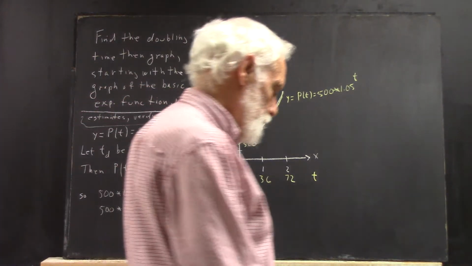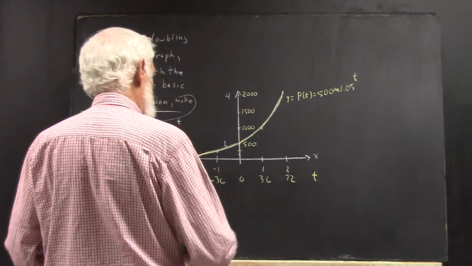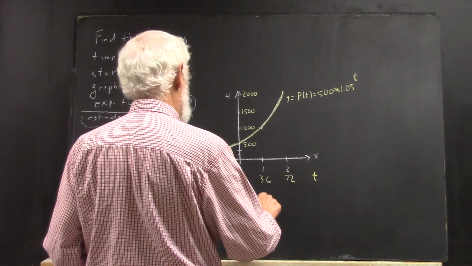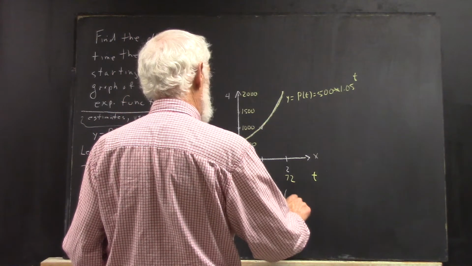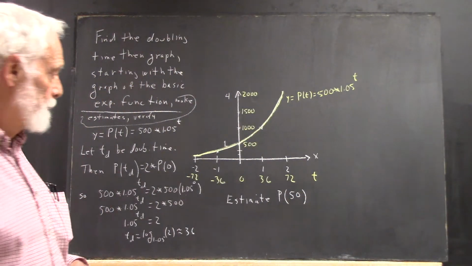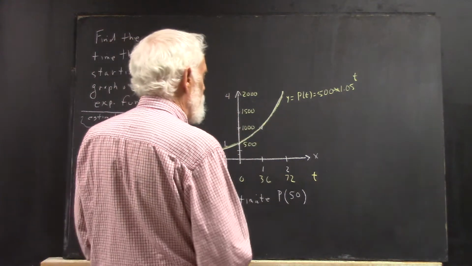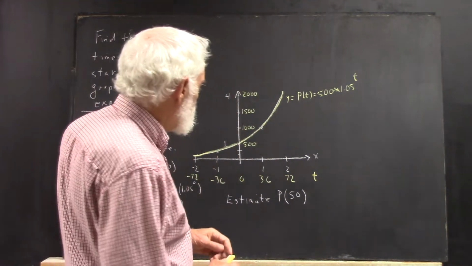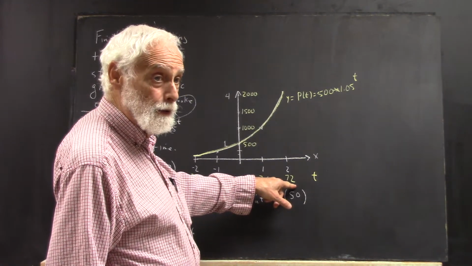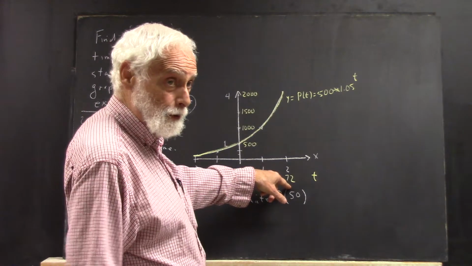Now, we can make estimates, okay? So let's say we want to estimate P of 50, okay? Well, fairly easy to do. t equals 50. Well, let's see, halfway between 36 and 72 is 48. Add those, you get 96, divide that by 2, you get 48.